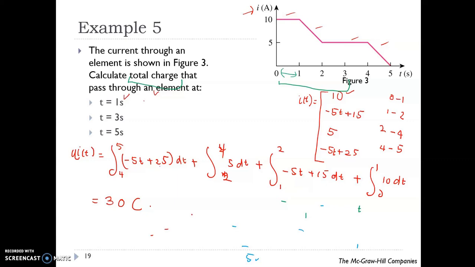Whereas if you use the shorter method by finding the area under the graph, let's say you want to find the total charge at t equals 1 second, the area is 1 times 10. So the answer is 10 coulomb. And for 3 seconds, the area is, here is 10, here is 5, here is 5, this is 2.5. So the area is 22.5. Whereas for t equals 5, the area is 5 here and 2.5. So you get the answer equal to 30 coulomb.